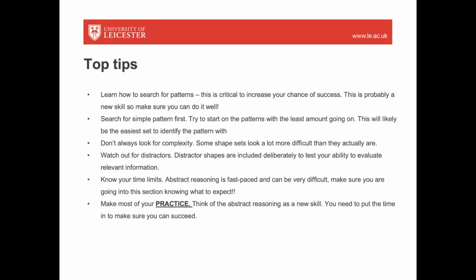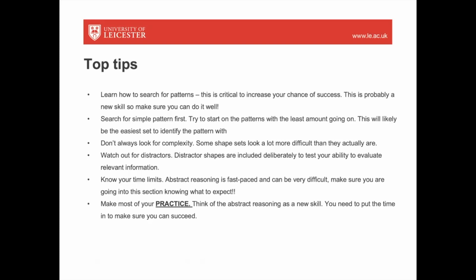It's important to search for the simple patterns first. So try to start on the patterns with the least amount going on. And this is likely to be the easiest set to identify the pattern with. So go to the least busy box. Don't always look for complexity. Some sets look a lot more difficult than they actually are, and it might be a really simple thing that you need to look for.